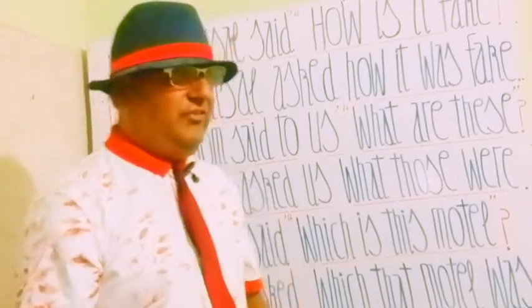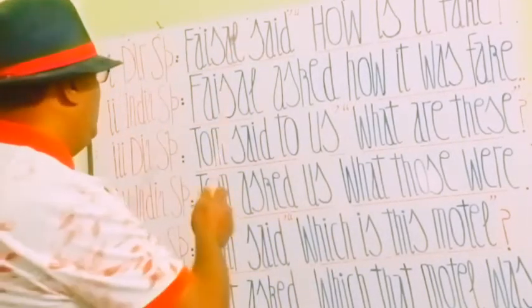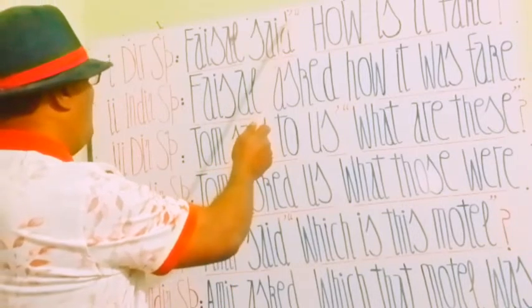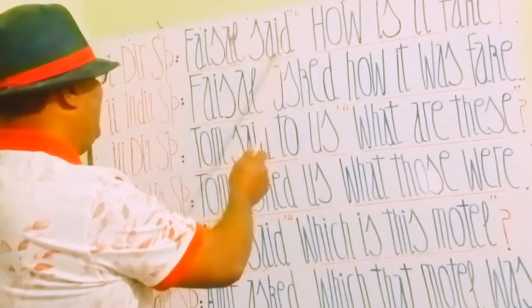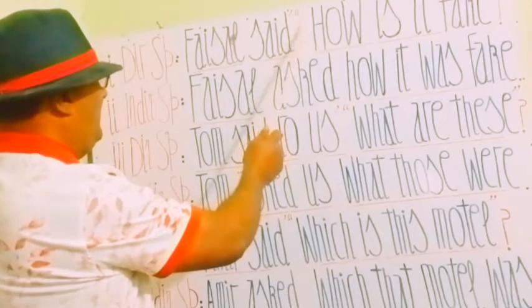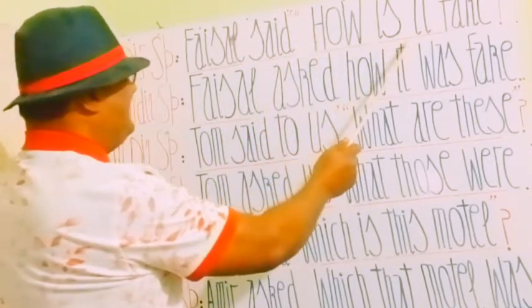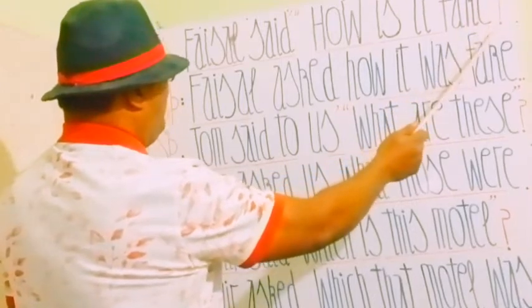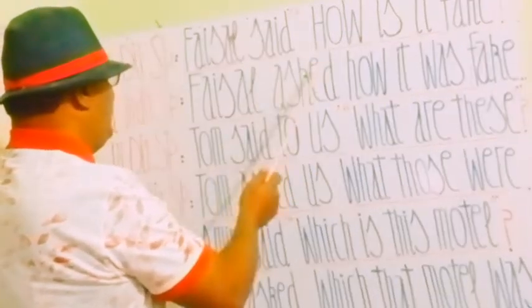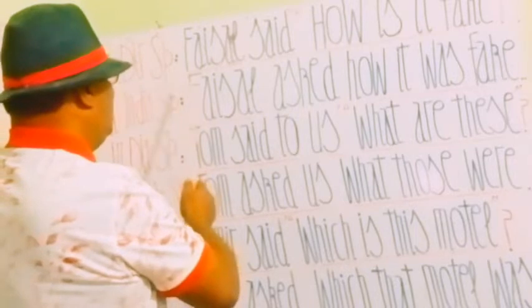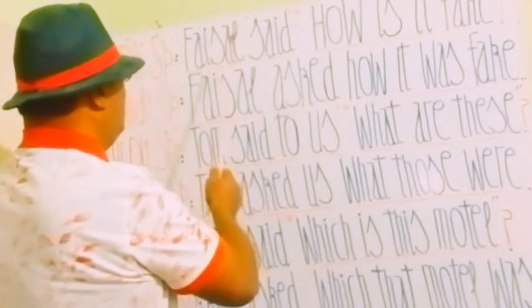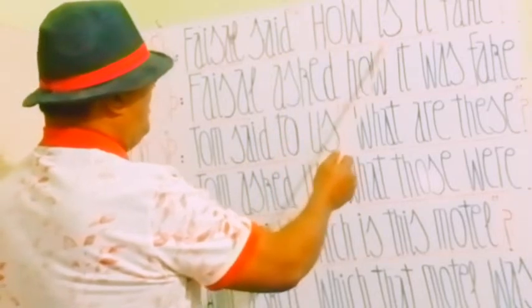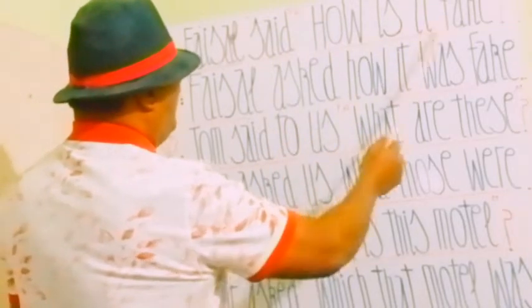The first statement you see here is a direct speech. Direct speech: Faisal said, inside the commas, how is it wrong? Commas close, question mark. This is a question statement in direct speech. Faisal said, inverted comma start, how is it wrong?